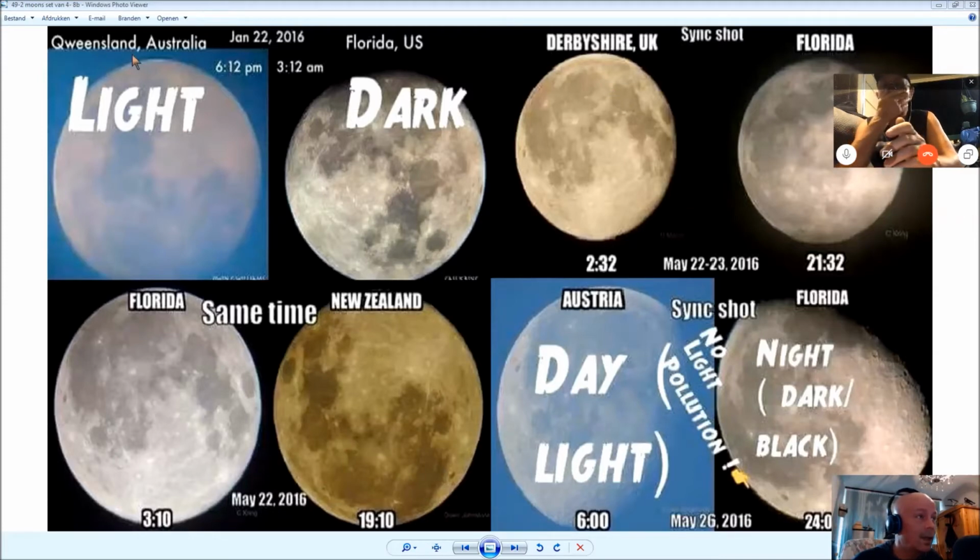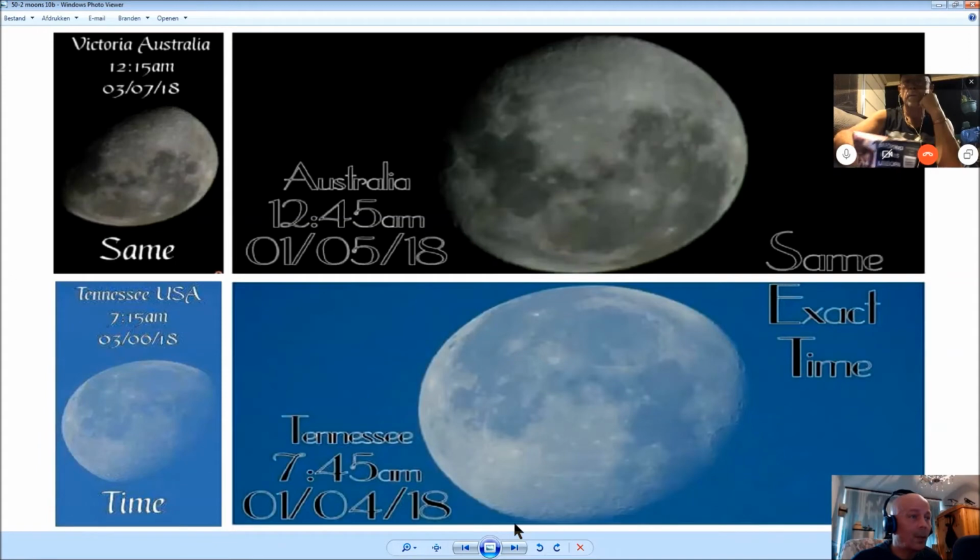Yeah. It is Queensland, Australia, Florida, US, and Derbyshire, UK to Florida. Austria and Florida and New Zealand, yeah, together. And these two are sync shots for the people. The right top near each other and the lower right near each other. But this I think shot too also on the same side. I think. Yeah, and this one too. Yep. So we go to the next one.